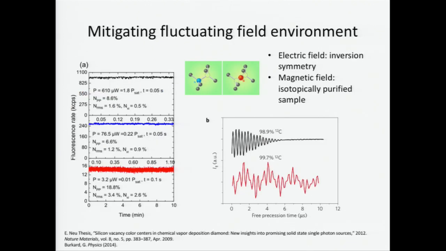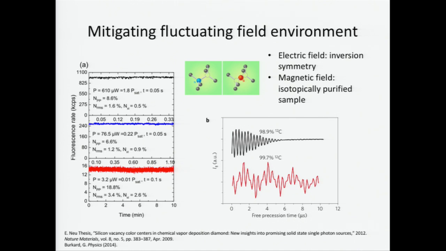So from here, let me go over how this system can engineer all those challenges, four challenges: electric field, magnetic field, lattice vibration, and inhomogeneous distribution. All those challenges can be mitigated by using this system.